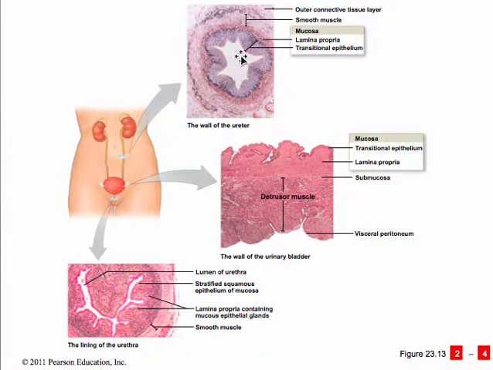The middle is the hole, that's the lumen. The next layer is the mucosa. It's the transitional epithelium that's going to allow this organ to stretch to accommodate the urine as it comes through. Underneath that is the smooth muscle that allows for peristalsis, and then around that we'll have connective tissue anchoring the ureter.